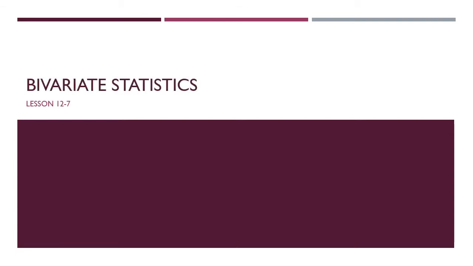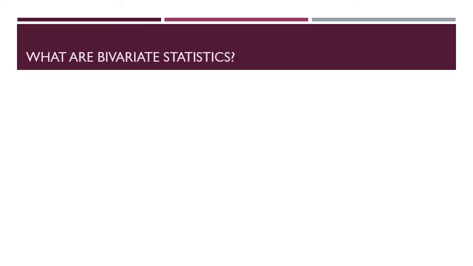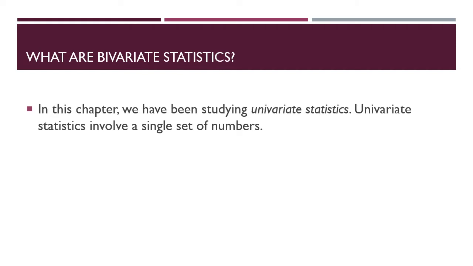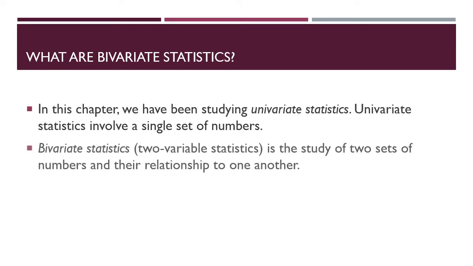This is lesson 12-7, Bivariate Statistics. So far in this chapter, we've been studying univariate statistics. Univariate statistics involve just a single set of numbers, whereas bivariate statistics will involve two sets of numbers. Bivariate statistics also involve the relationship between those sets of numbers, the data sets.